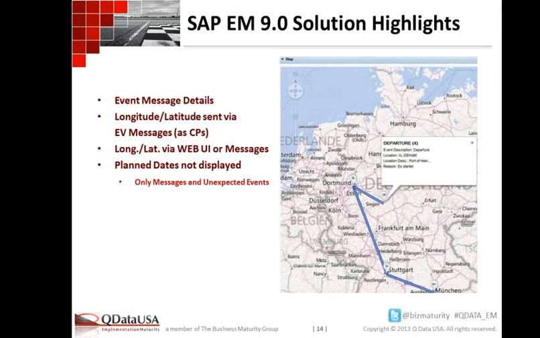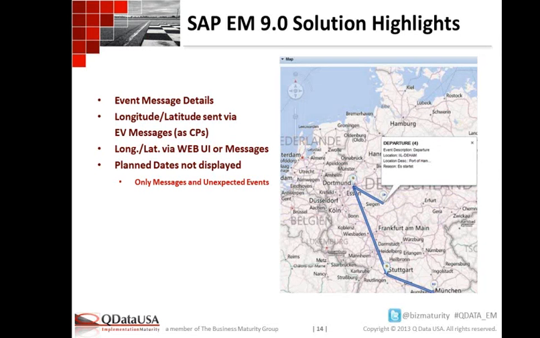Okay, so just some comments. We've got the event message details, so that's fine. You can configure what you show in that little pop-up window over there. The longitude and latitude need to be obviously sent via event messages, and they're sent as control parameters. And you can configure what control parameters house that information, but they're still sent as control parameters.